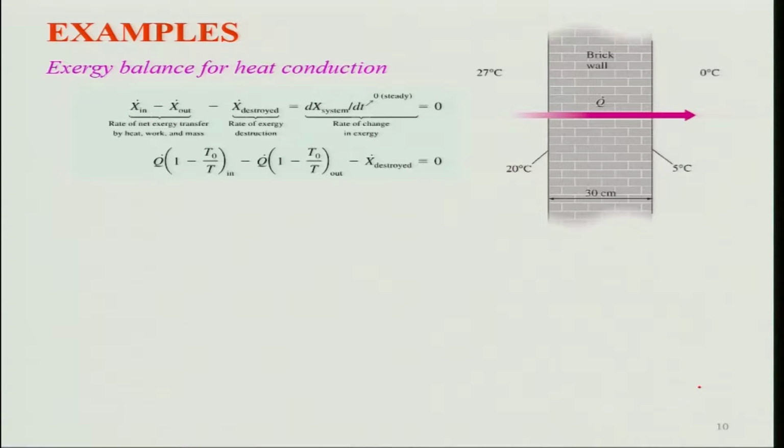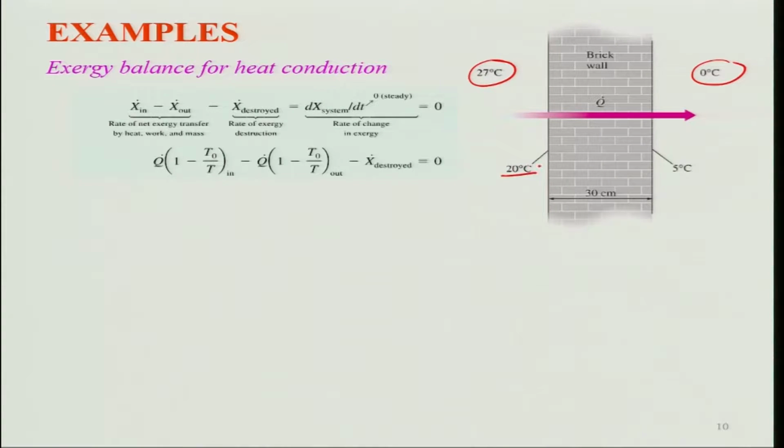Okay, we can do certain examples now in order to demonstrate this exercise for the exergy balance. So this is exergy balance for heat conduction. The atmosphere on the left side of the brick is 27. This could be your room, and this is your outside temperature, which is 0 degree.